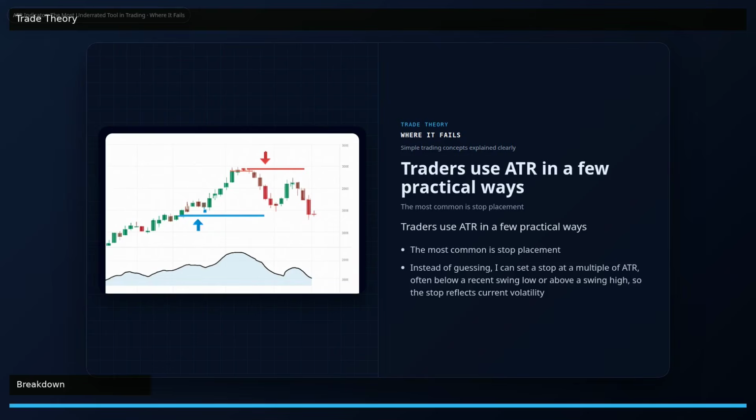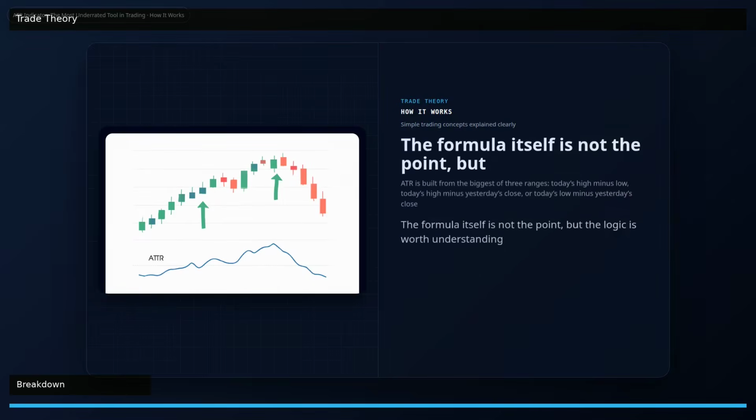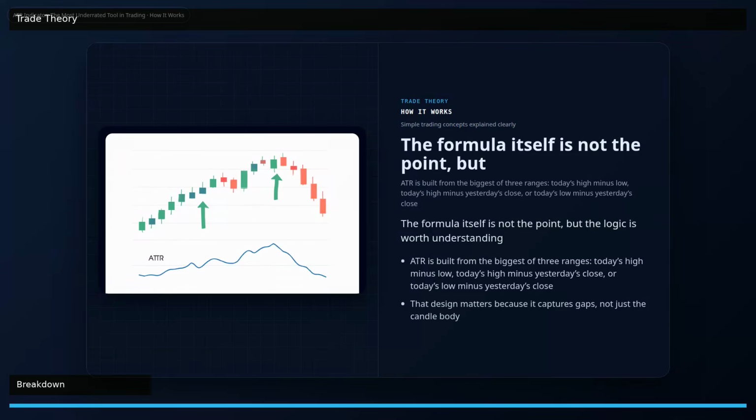The formula itself is not the point, but the logic is worth understanding. ATR is built from the biggest of three ranges: today's high minus low, today's high minus yesterday's close, or today's low minus yesterday's close. That design matters because it captures gaps, not just the candle body. Then those true ranges are averaged over time. In simple terms, ATR is smoothing recent movement, so I can see the market's typical pace instead of reacting to one noisy bar.